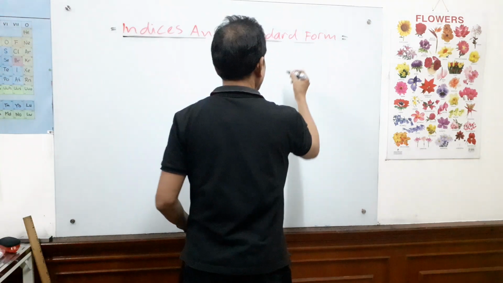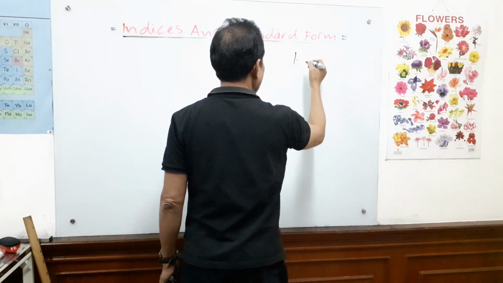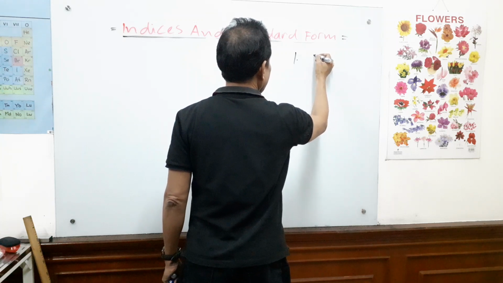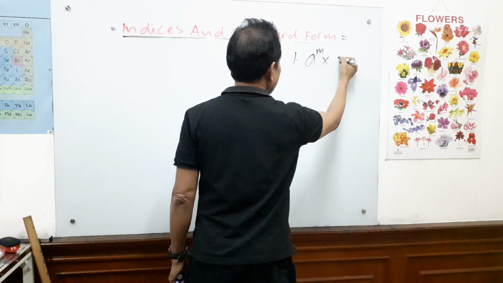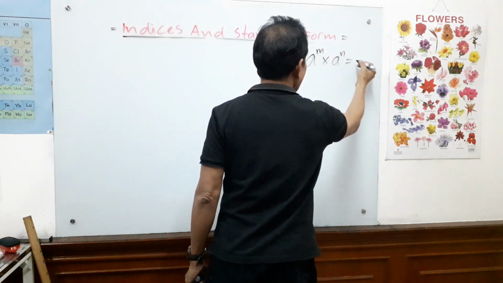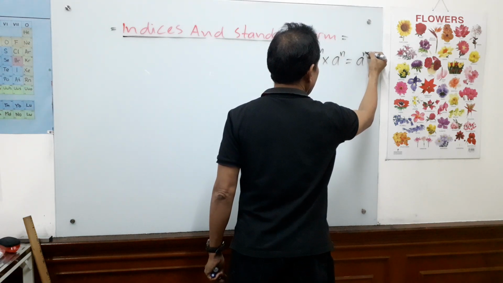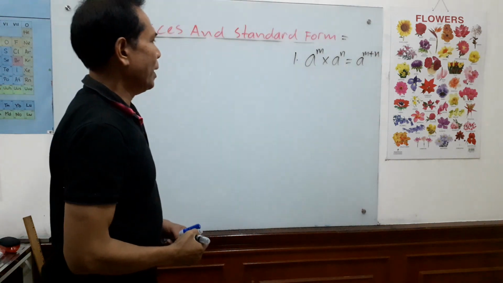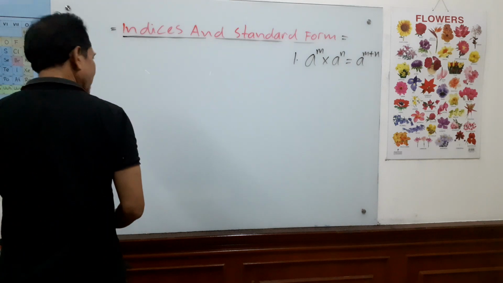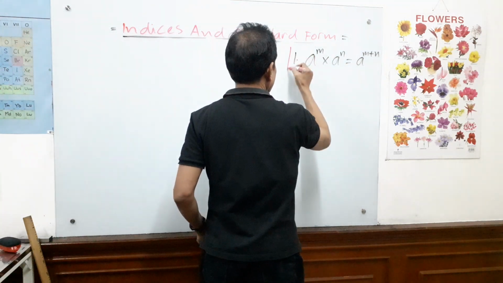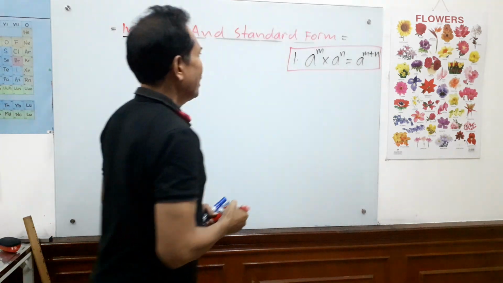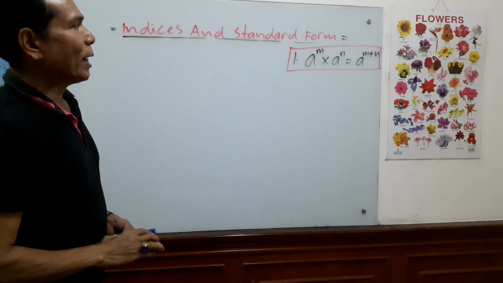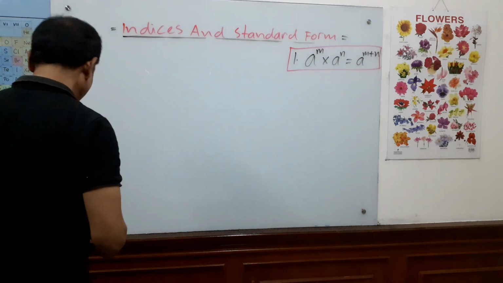I put the first formula here. So it's a power m times a power n equals a power m plus n. This is your first formula, okay? Remember this formula, children? A power m times a power n equals a power m plus n. You add the powers, okay?